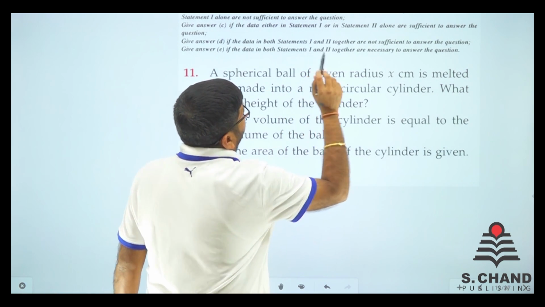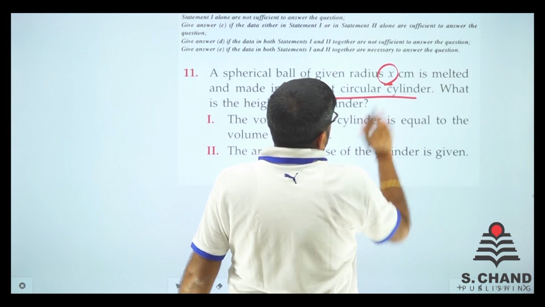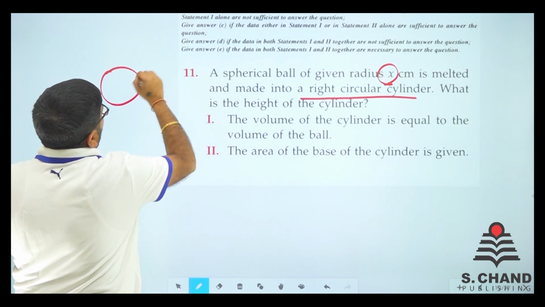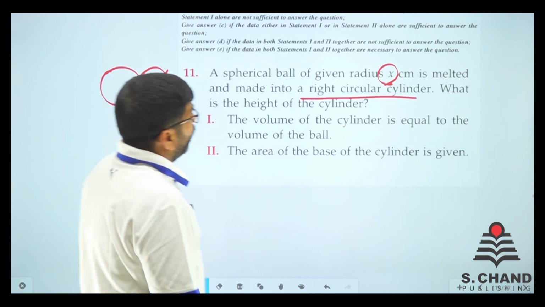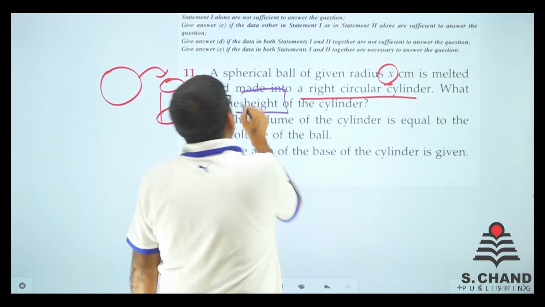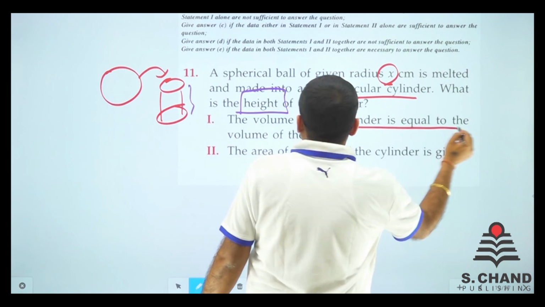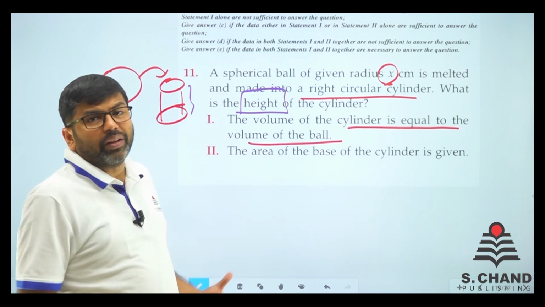A spherical ball of given radius x is melted to make a right circular cylinder. So a spherical ball is converted into the cylinder. What is the height of the cylinder? You need to find the height, right? The volume of the cylinder is equal to the volume of the ball. That is, we know. What is new in that?